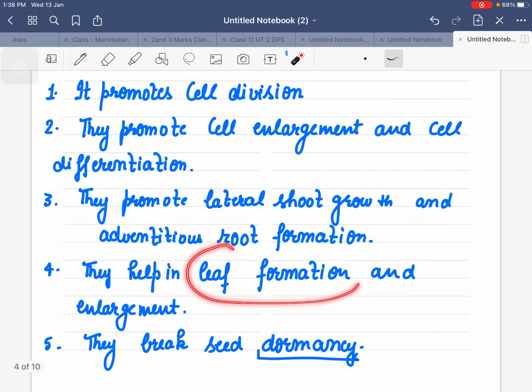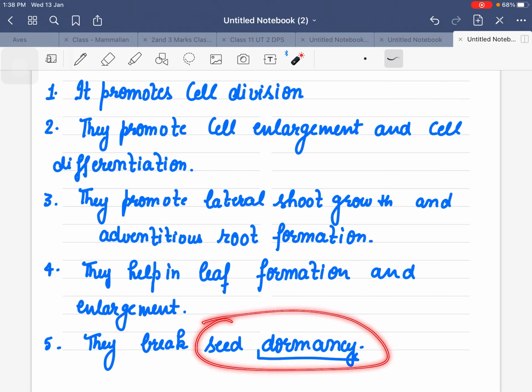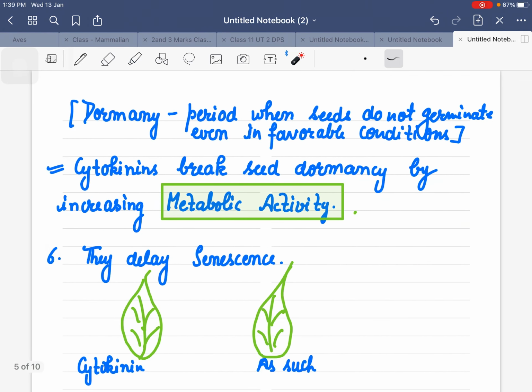It also plays a role in the formation of leaves and their enlargement. It helps in breaking seed dormancy. Dormancy is the resting period when a seed will not germinate, even if the conditions are favorable. Many times we say that dormancy is broken when seeds come in touch with favorable conditions. But sometimes even when favorable conditions are there, the seed still does not germinate because of many reasons. Sometimes metabolic rate is low, sometimes abiotic factors are not comfortable, so it depends on the situation.